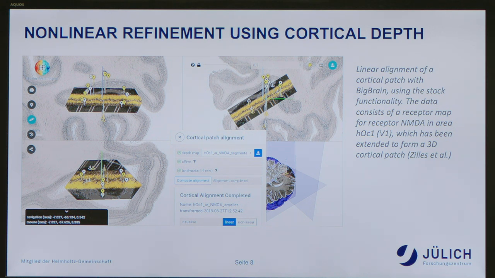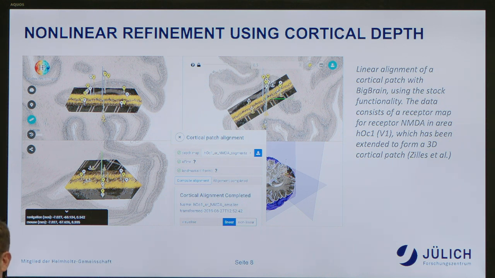So there's already one function in development, which is not yet released, where if you have a cortical patch, like a 3D volume of a piece of cortex, and you have a segmentation of the cortex, you can use that segmentation to normalize the volume to correctly project into the cortical depth of the BigBrain.